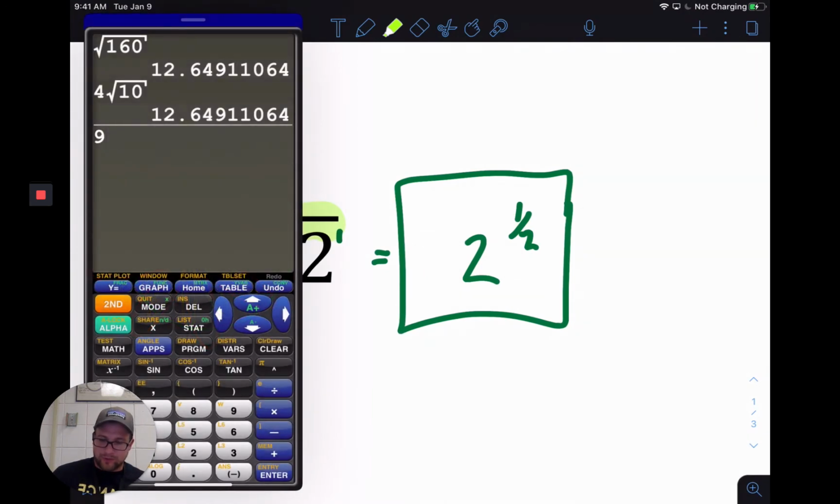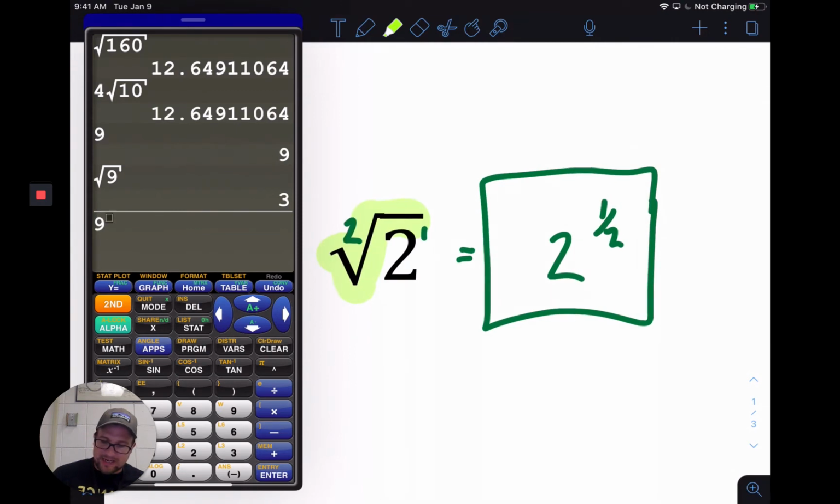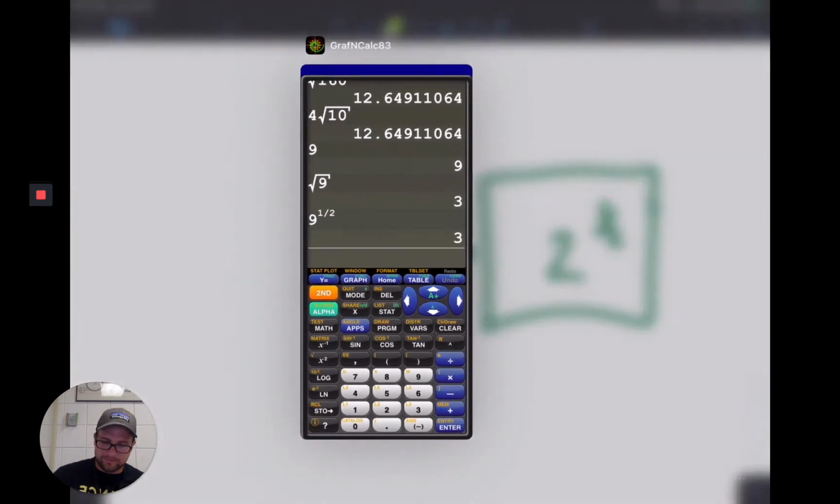9 is a perfect square, right? So if I took the square root of 9, I do know that I would get a 3. But according to what we're showing right here is that if you actually take 9 and you raise it to the 1/2 power, you also get a 3, right? Those two ideas are equivalent to one another.